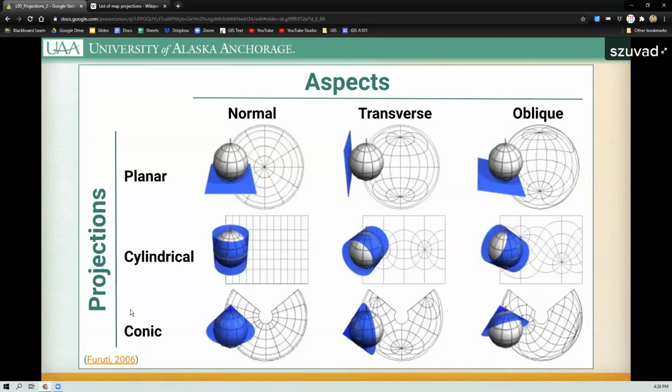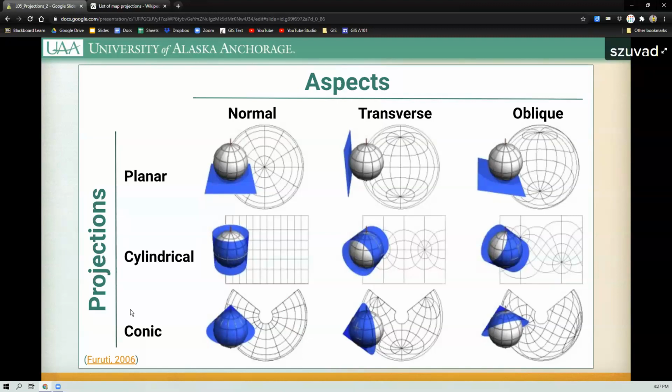So this is ignoring the question of distortion, but just showing how many combinations you can get if you just take aspect and projection into account. So you can make lots of different shapes, lots of different kinds of maps. But then you can also control the distortion.